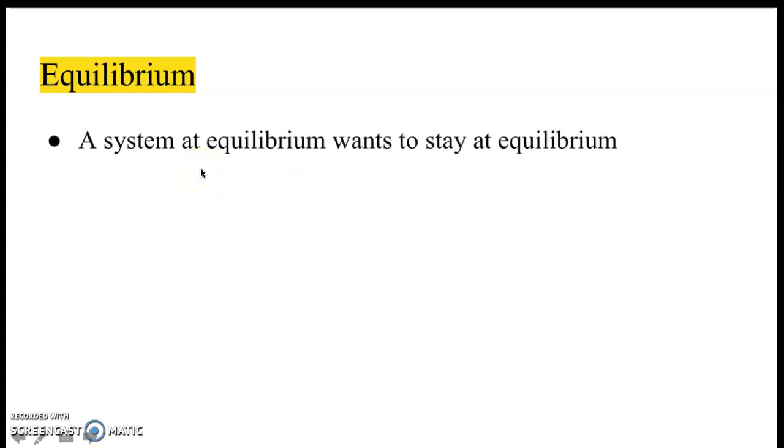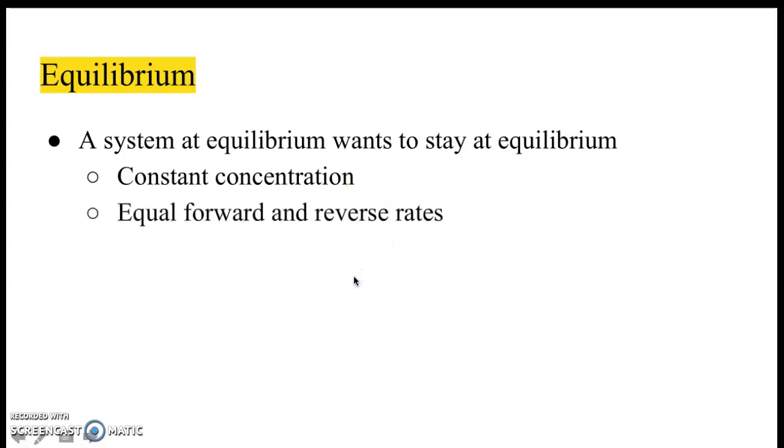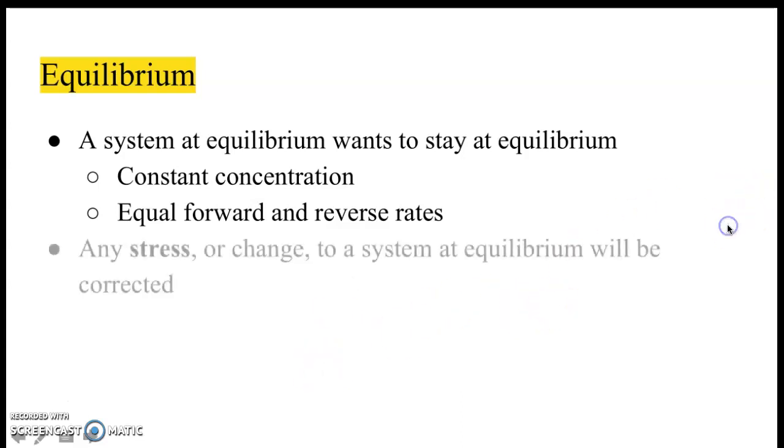Here's a little recap from our last video, but equilibrium. A system at equilibrium is going to want to stay at equilibrium. What this means is that the reactants and the products have a constant concentration, and the rates of the forward and reverse reactions are equal. However, these equilibriums can be stressed.